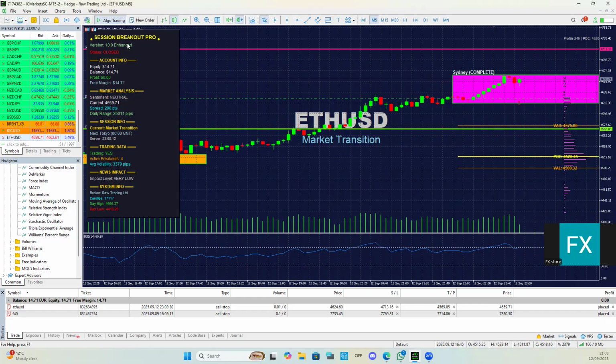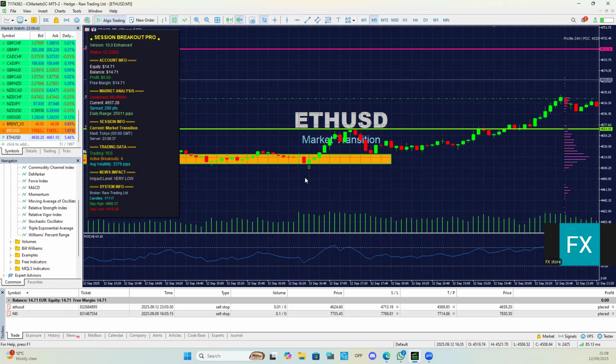Plus, always check what is going on over here: which sentiment you have, which session you are in. It's going to tell you automatically which pair you are trading and which session you are in. Then check how many breakouts happened this day. Then check the news impact. If the news impact says high, that means your trade can be 50% profit, 50% loss.